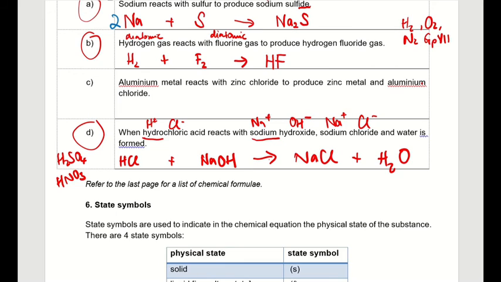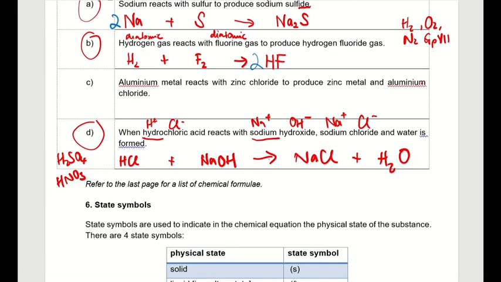Now let's try the hydrogen gas. At this juncture, you can pause the video, try it yourself, and then come back to the video to check your answer. For hydrogen gas, I have 2 hydrogen, 2 fluorine, and 1 hydrogen, 1 fluorine on the right hand side. So maybe I can just put the number 2. Now I have 2 hydrogen and 2 fluorine on the right hand side, 2 hydrogen and 2 fluorine on the left hand side. So this is balanced.